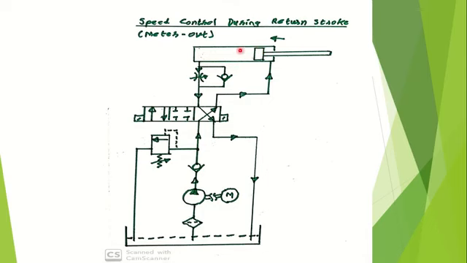The fluid which is trapped here is allowed to pass through the flow control valve, where it is metered, and thereby during return stroke you can control the speed, you can reduce the speed, whereas during the forward stroke as such there is no speed control. And this is the working of the hydraulic circuit for speed control during return stroke.